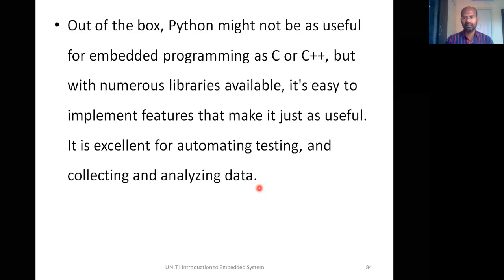And we have one embedded system kit called Raspberry Pi, and in the Raspberry Pi they use Python programming for developing the embedded system. In Arduino we use C++, whereas Raspberry Pi uses Python programming to develop the embedded systems.